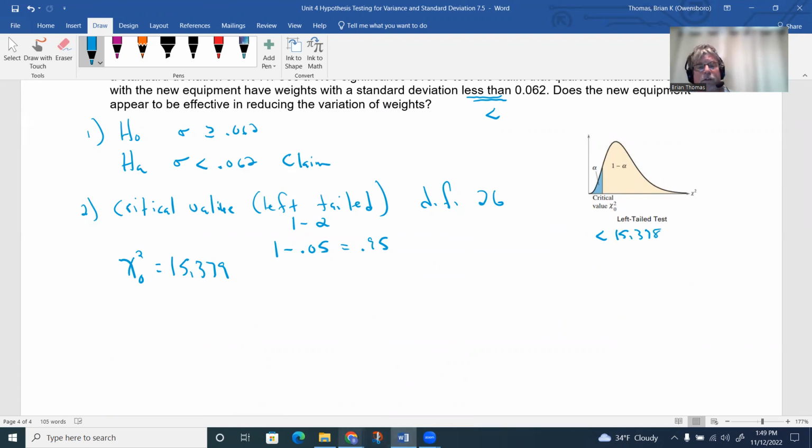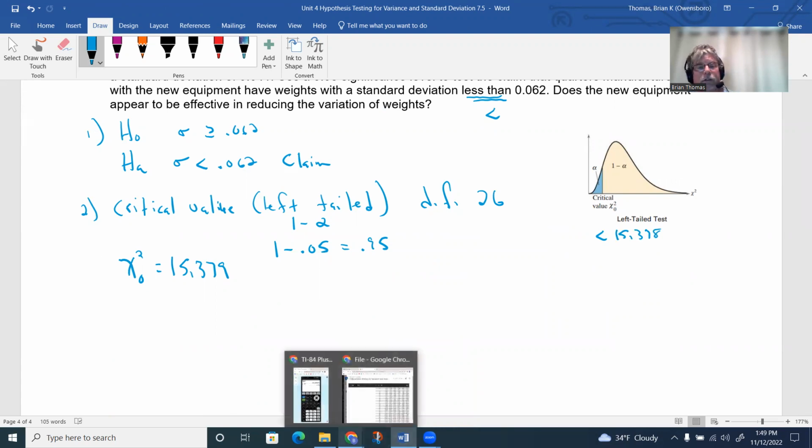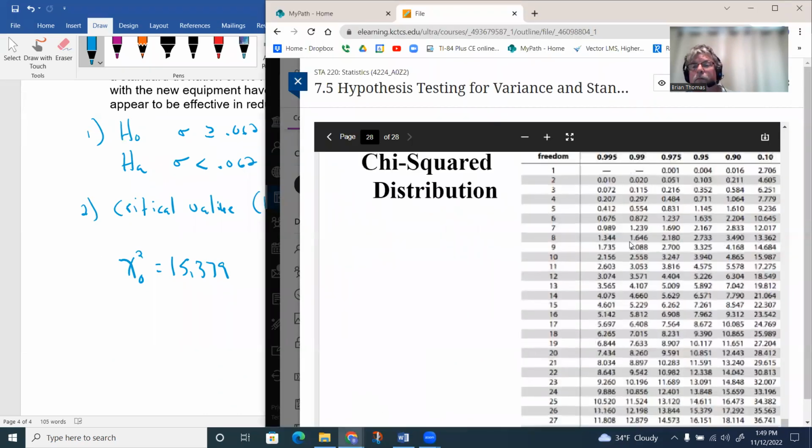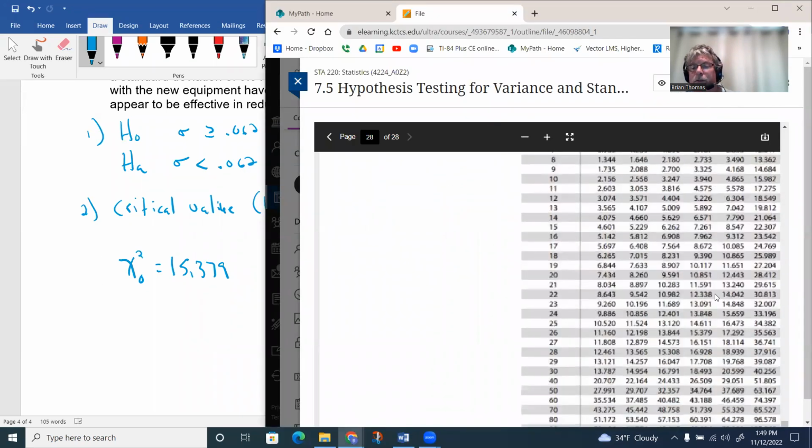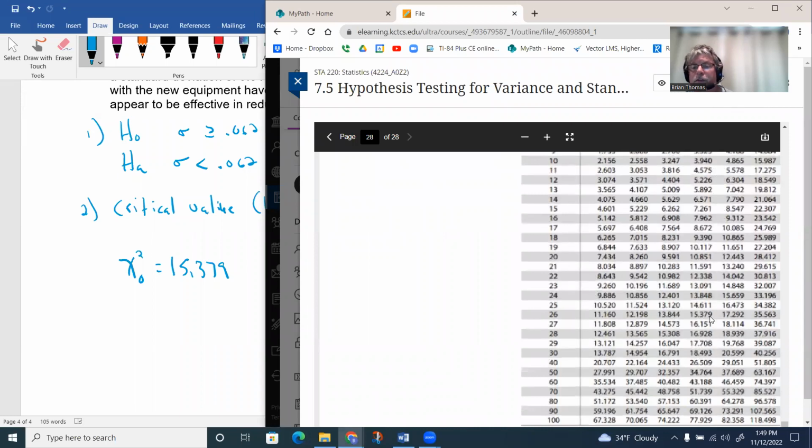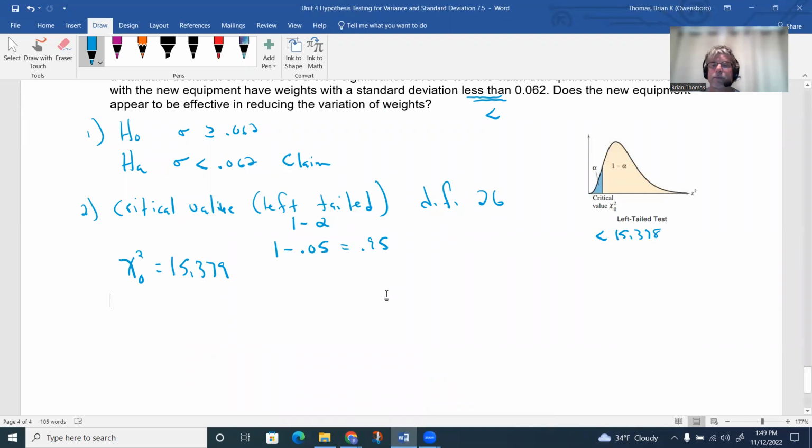Let me double check myself there. 0.95, 26. So 15.379. Okay. So the next thing is we have to find our test statistic.